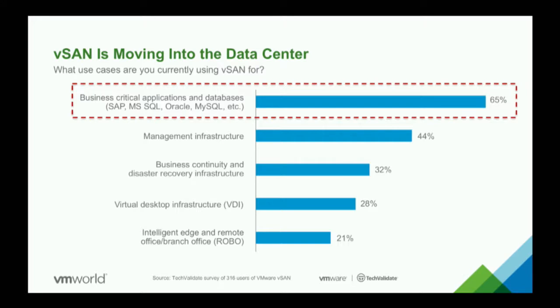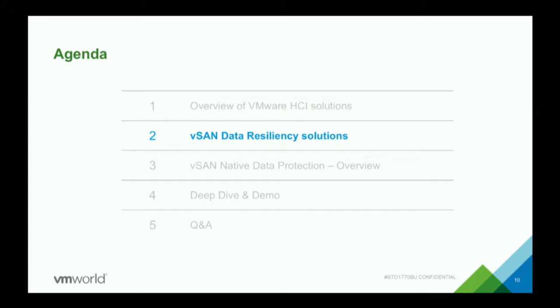So with so much adoption of vSAN for production data centers and business critical applications, data protection has been a significant investment area for us, right? And we've done two things. We are working with our existing data protection and backup ecosystem, while we are also building native capabilities. I'll talk about both of those.